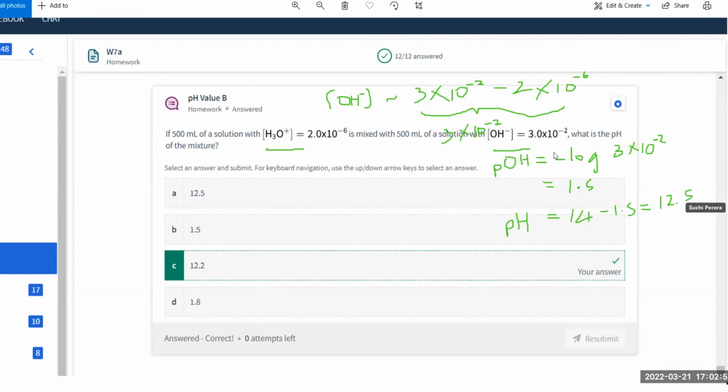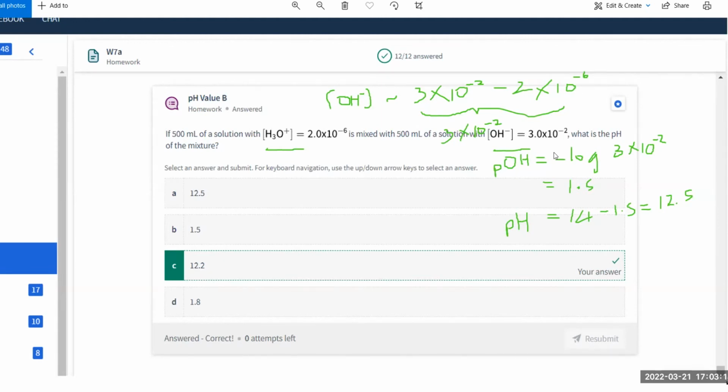So can you tell me the value you get when you actually do the subtraction, Prak? 12.477. Okay, 500 of this mixed with 500 of this solution. Now here's the thing though. Here's what we did not account for.